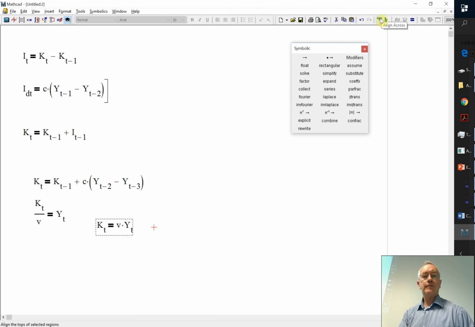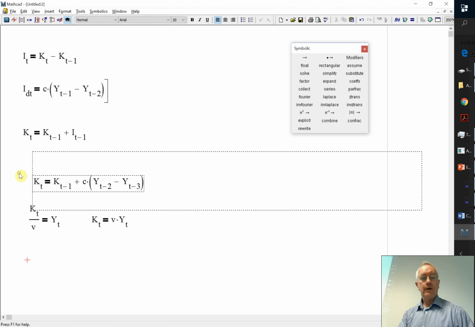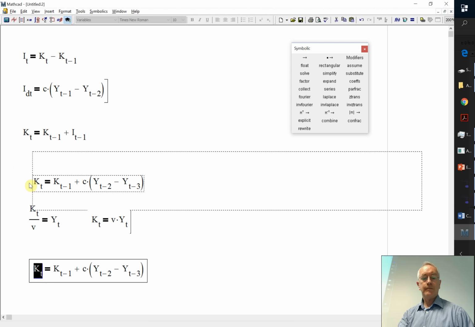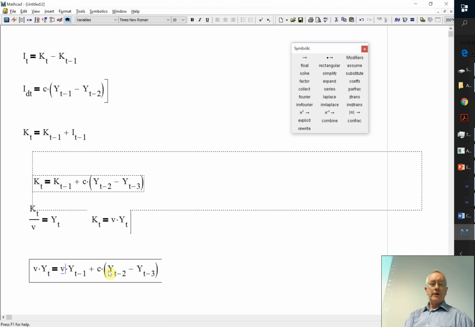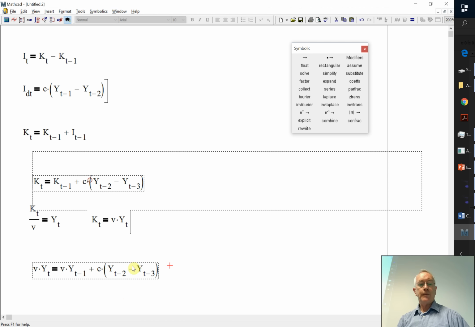So do that substitution. Working with this mouse can be a pain. Okay, that's better. So now let's substitute all that inside there. So this is now going to be v times y at t. This is going to be v times y at t minus 1. And this is going to be v times y. Well, I've already got y at t minus 2 inside there. So I've now got this set of expressions for a different model.